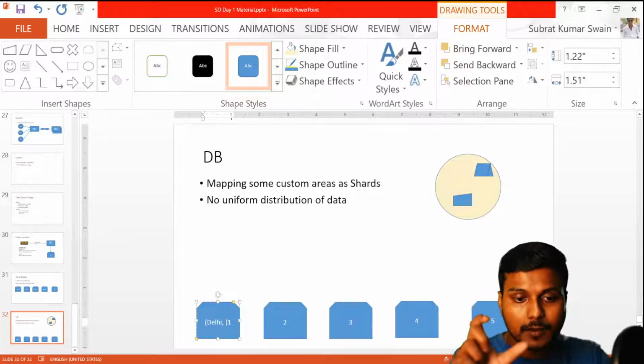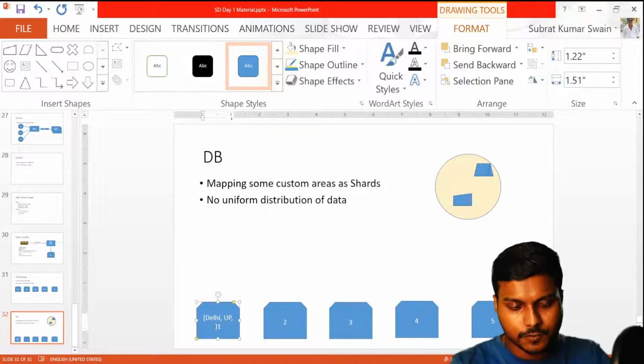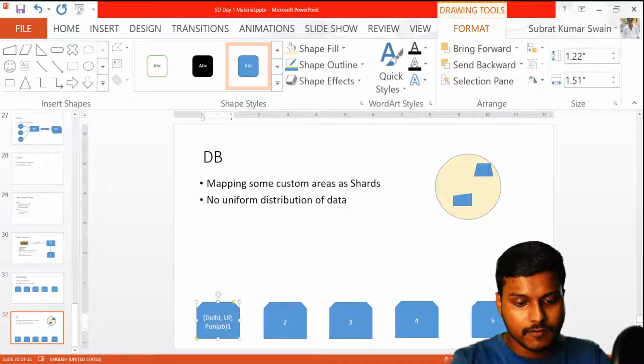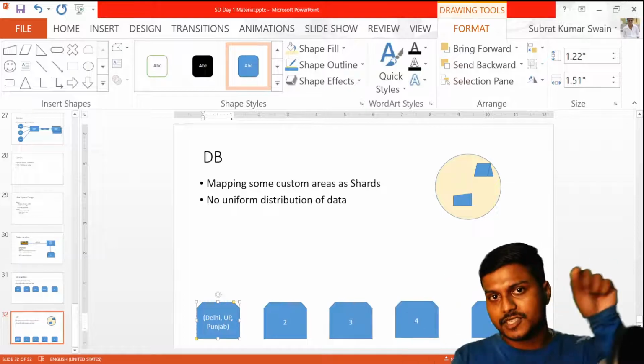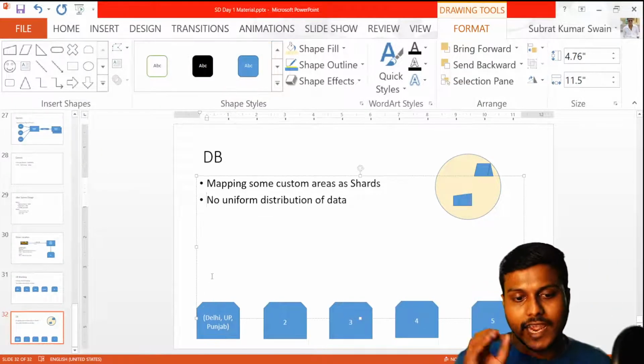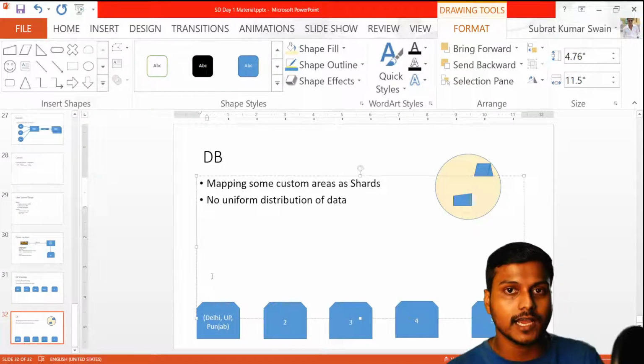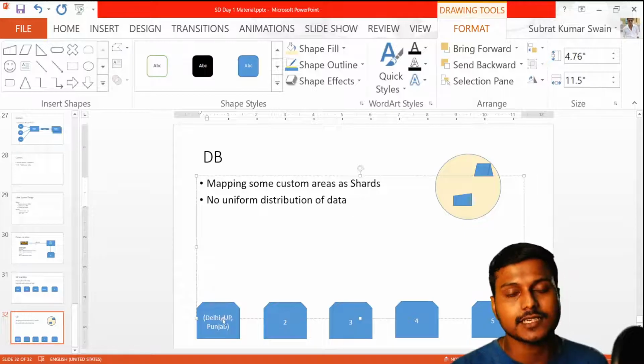Maybe this Delhi, and what else? UP, not metro, I'm just keeping this. Delhi, UP, maybe Punjab. For Delhi, UP and Punjab, I have taken a custom shape. The shape can be anything, and I have mapped it to this shard. So any user who registers from any of these locations, Delhi or UP or Punjab, their data will be stored in this shard.